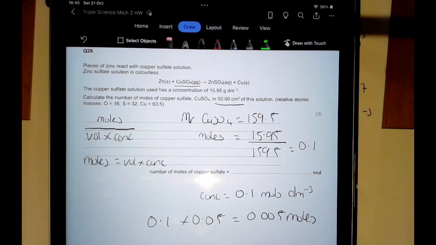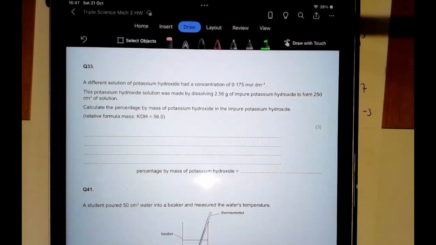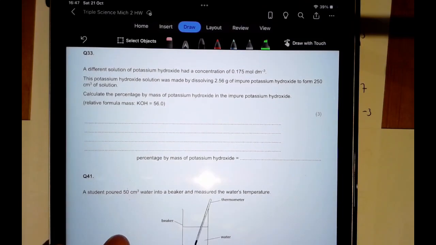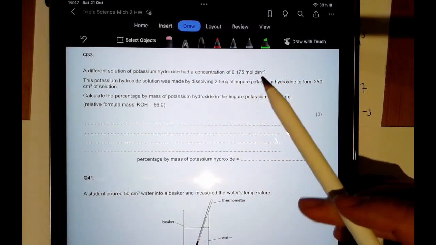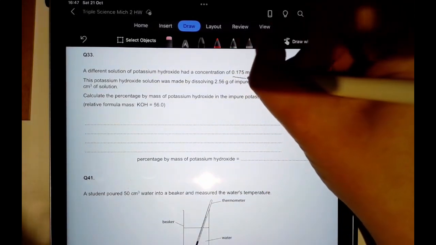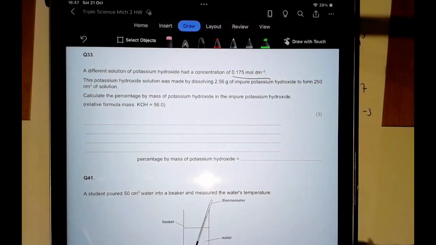All right, this next one, to be fair, is a little bit tricky. They tell you that this solution of potassium hydroxide has a concentration of 0.175, and they give it to you in moles per decimeter cubed.